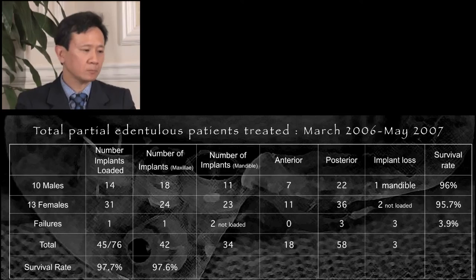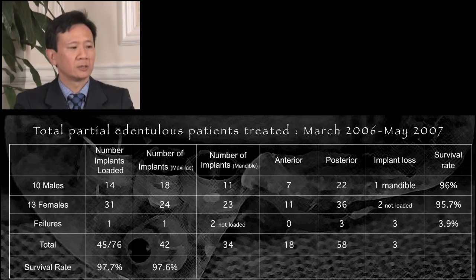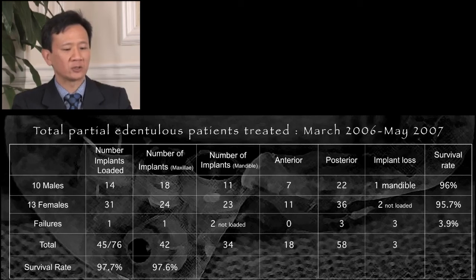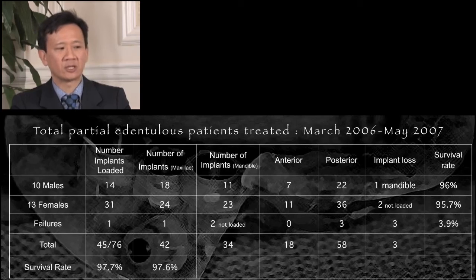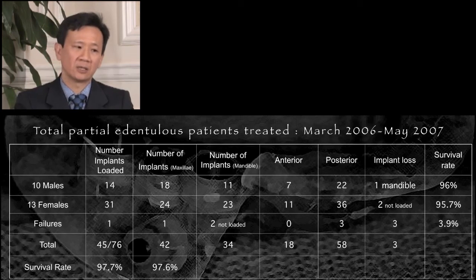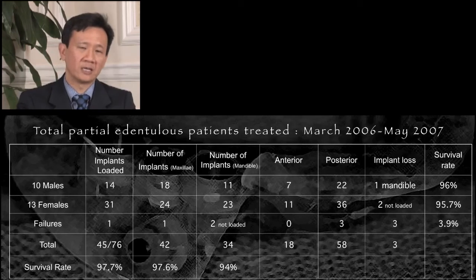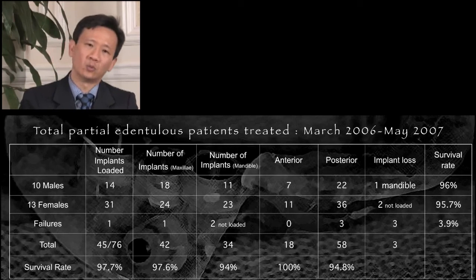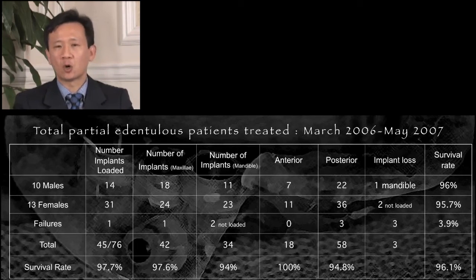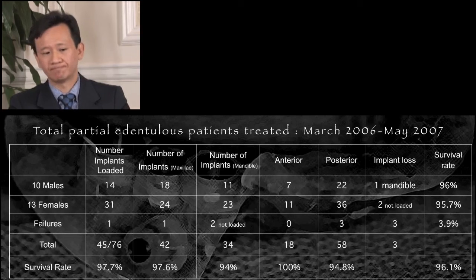What did we find? As we treated these patients, we're finding survival rates of the 121 implants: a 97% survival rate in the maxilla, and a 94% survival rate in the mandible. In the anterior, we've had a 100% survival rate. In the posterior, 94.8%. We've lost a total of 3 implants, all in the mandible. What's interesting is that 2 were not loaded and 1 was loaded, giving a total survival rate of 96%.